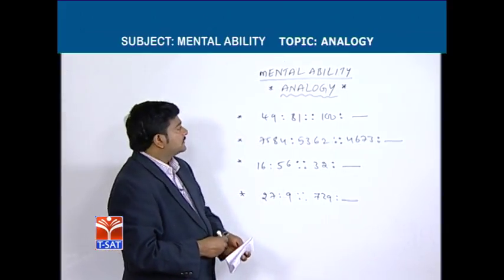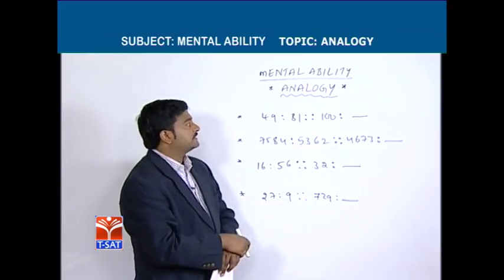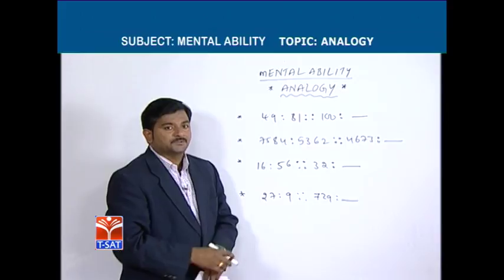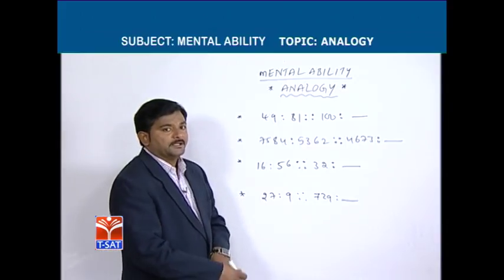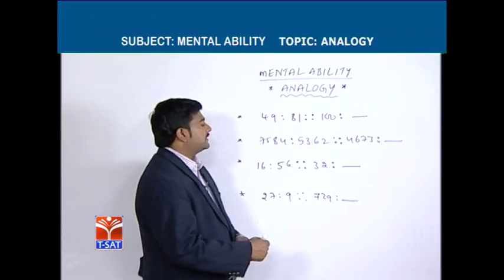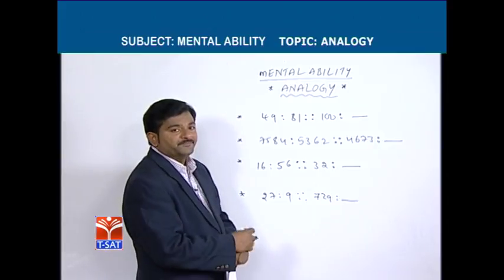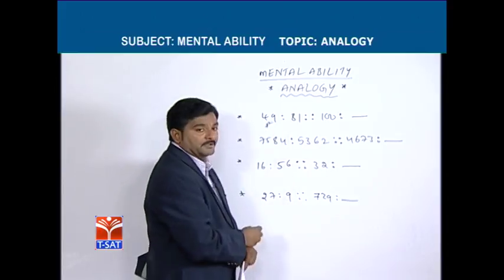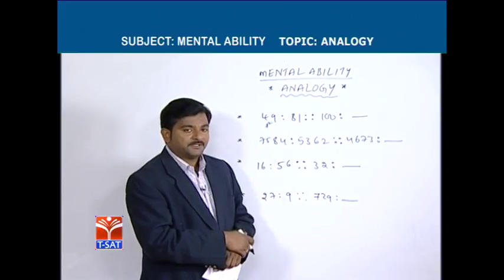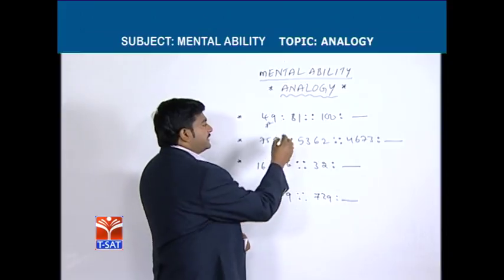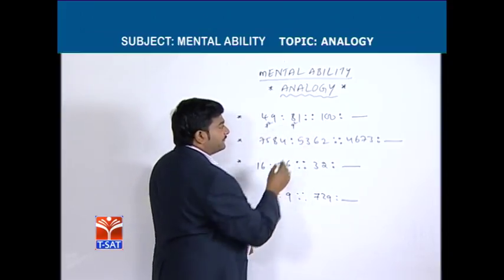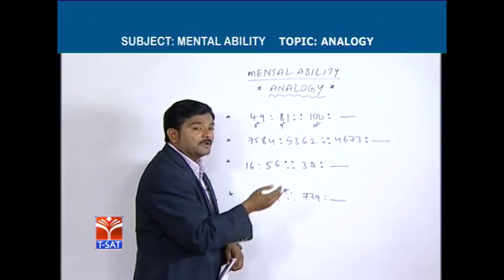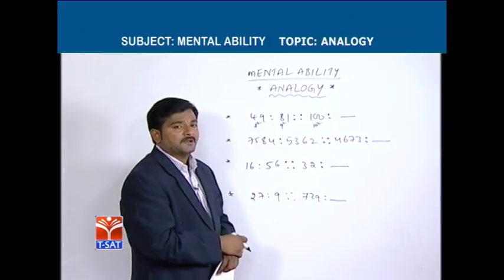Now we will take the explanation part of this. Now observe the first example here. 49 is to 81. So what does it mean here? 49 means we can write 7 square. 49 means 7 square. Here 81 means 9 square. What about 100? 100 means 10 square. All are squares only. But there is a logic involved in that.